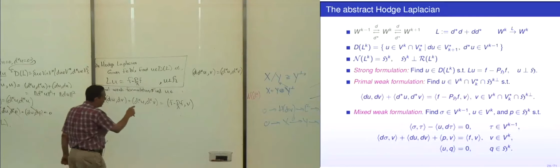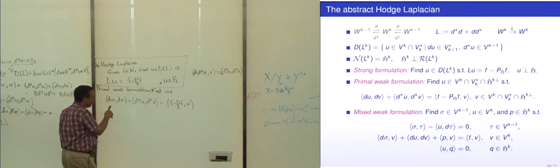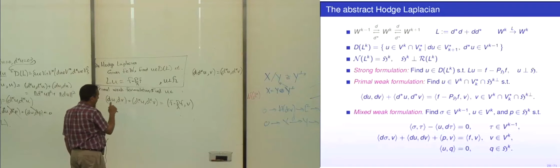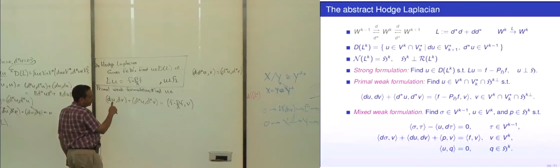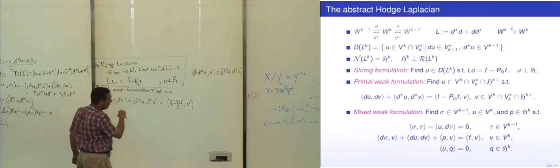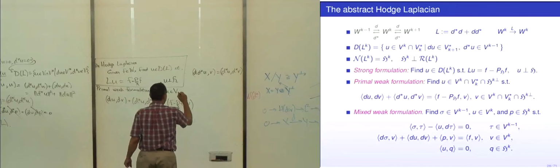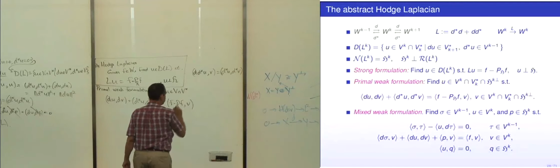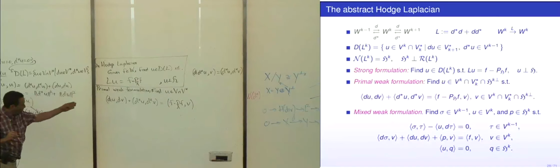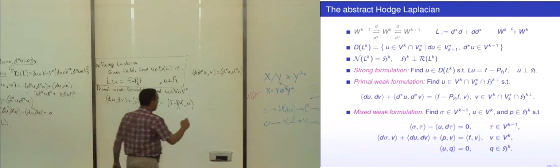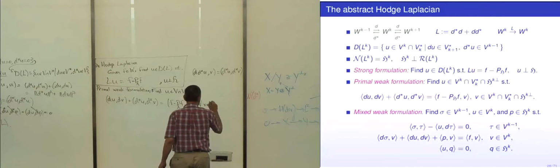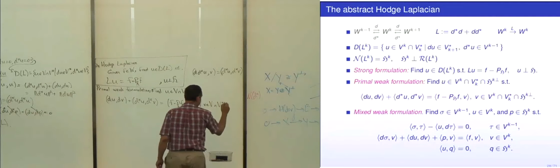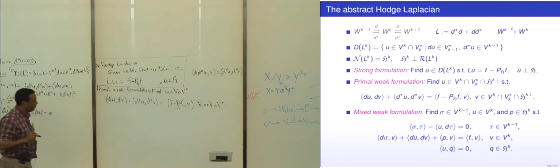And now here, in the weak form, it looks weaker because I need u to be in the domain of D for this to make sense, and u in the domain of D star. But I don't need du to be in the domain of D star or D star u to be in the domain of D. So I can look for u in V intersect V star. And then this makes sense, and here I would put v in V intersect V star, and that makes sense. So it's formally a weaker formulation.